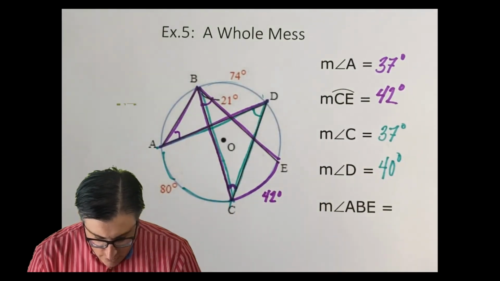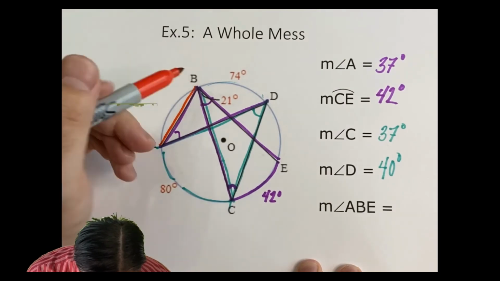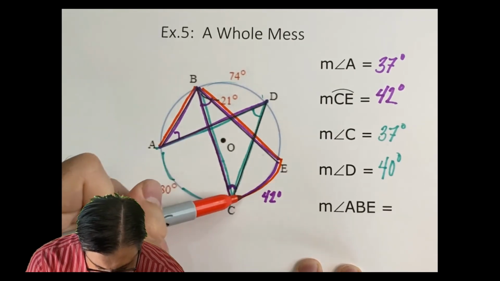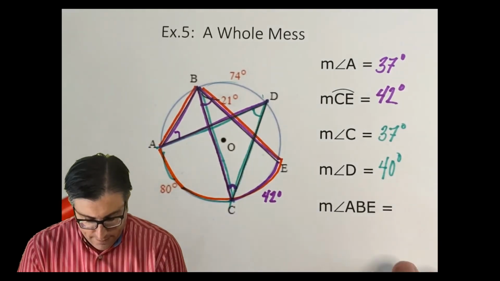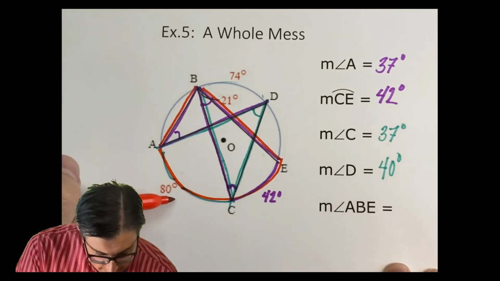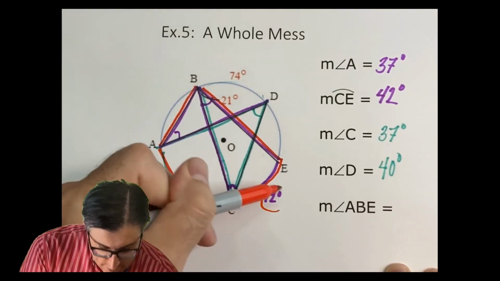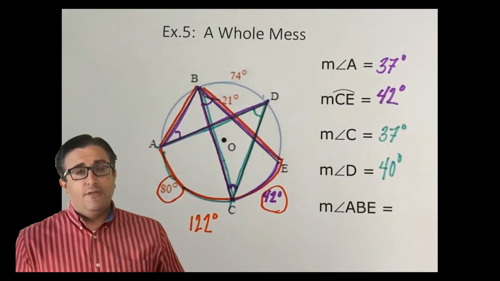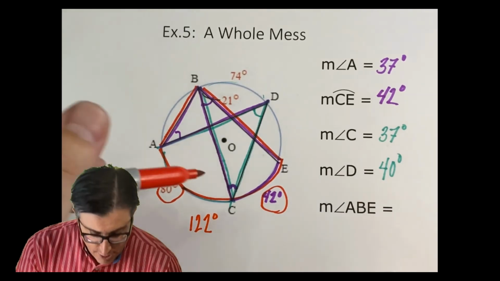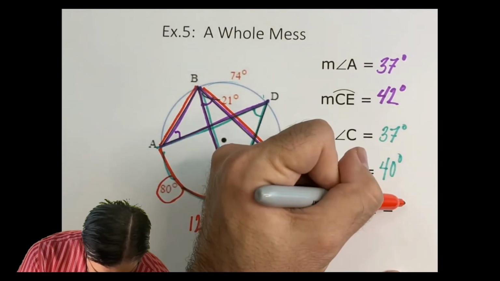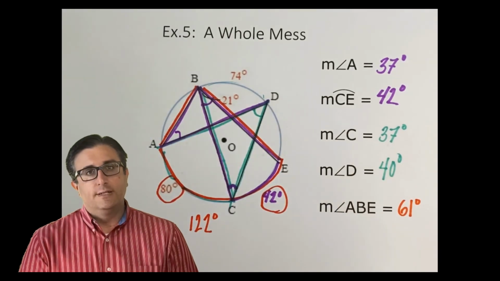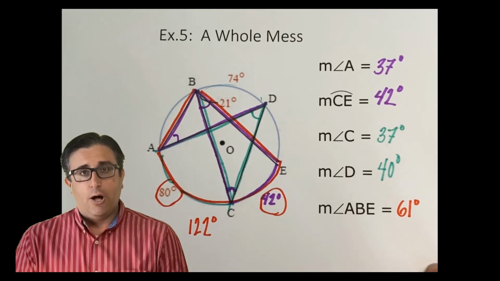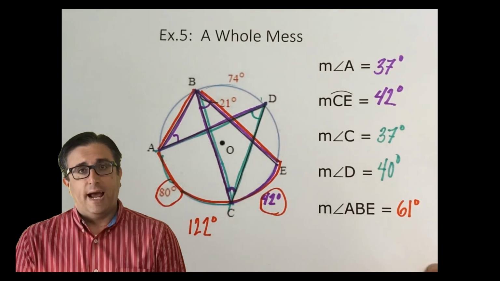And the last one is angle ABE. So ABE creates arc ACE. ACE is the combination of 80 degrees and 42 degrees. So that arc is 122 degrees. The angle is always half the arc. So if the arc is 122 degrees, the angle is 61 degrees. Again, a whole mess of numbers there. Follow the chords to help you find the intercepted arcs and the inscribed angles.